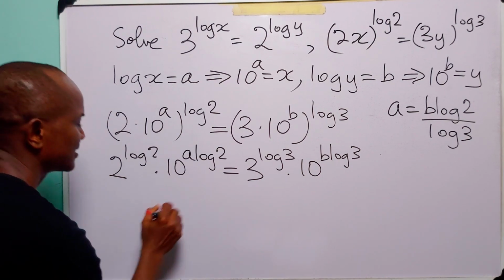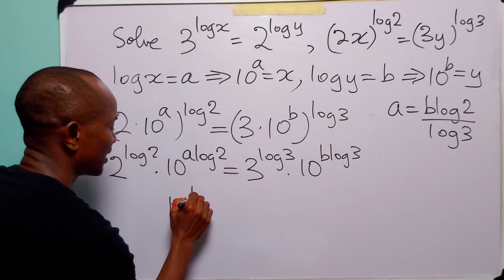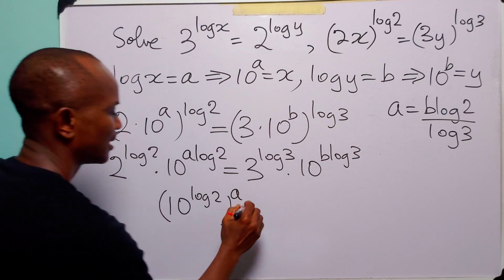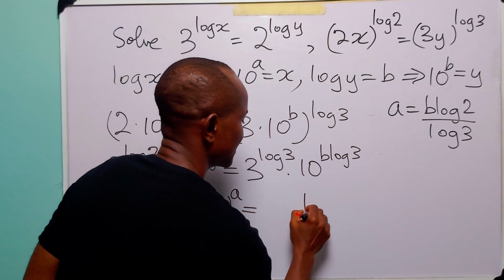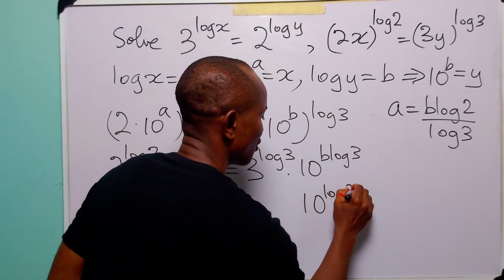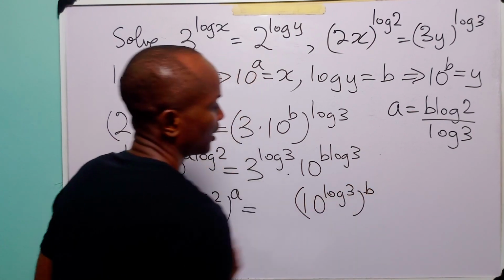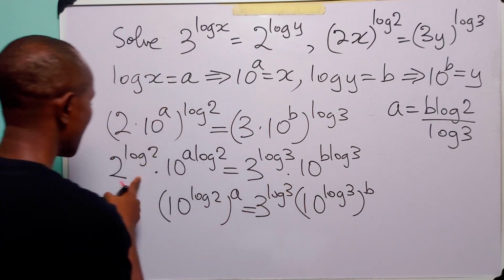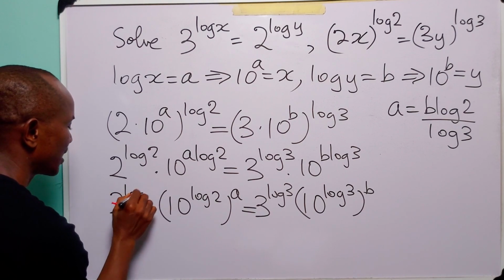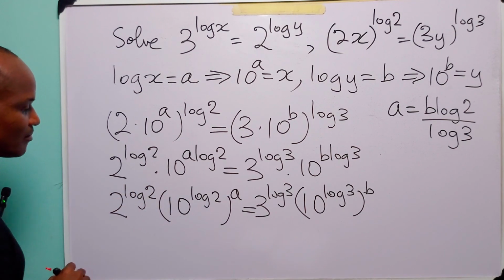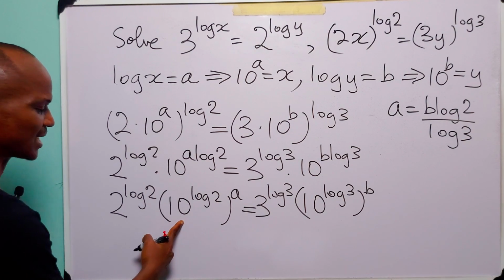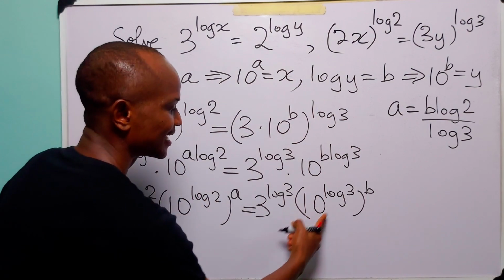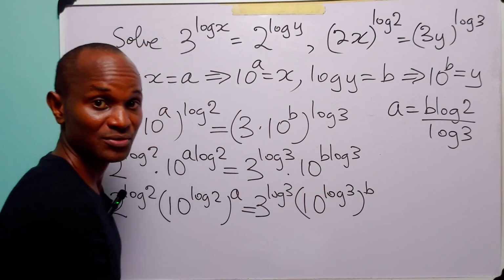Of course, you know that we can write this as 10 to the power log 2 to the power a. And we can write this as 10 to the power log 3 to the power b. Of course, we have 3 to the power log 3, and here we have 2 to the power log 2. But now, written in this way, you know that 10 to the power log 2 is simply equal to 2, and 10 to the power log 3 is simply equal to 3.